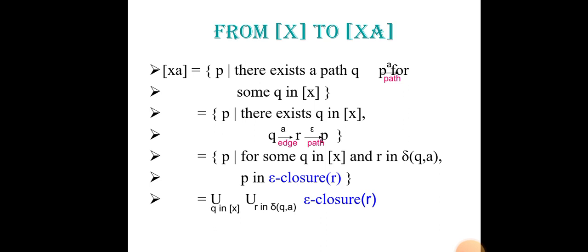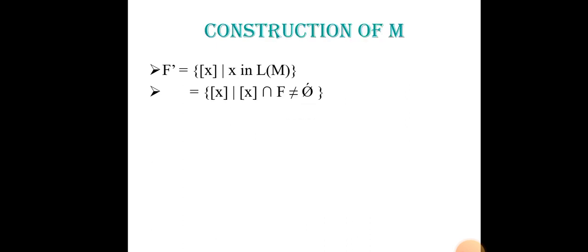There exists q in x. So the path should be q to r on a, and r to p on epsilon, for some q in Q, and r in delta of q, a. This is the epsilon closure of r. And let's see the construction of x. F of x is in L of M, and the intersection of x with F is not equal to null. So we have almost constructed the DFA for F not equal to null. So thank you.